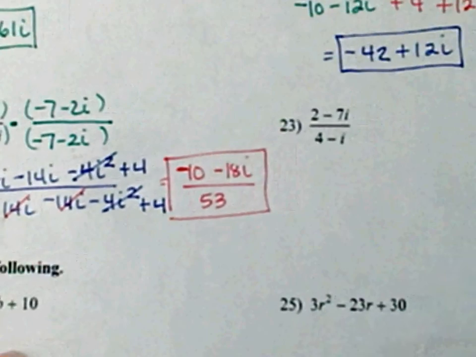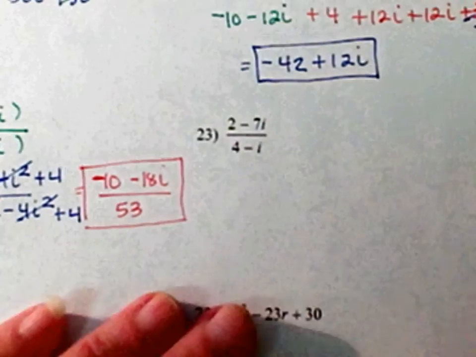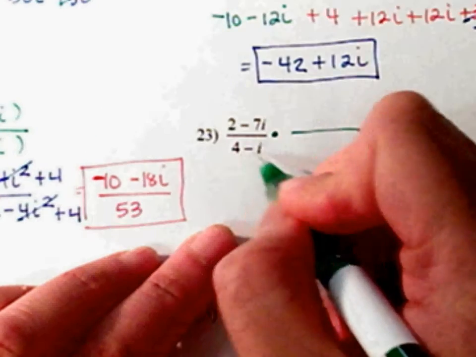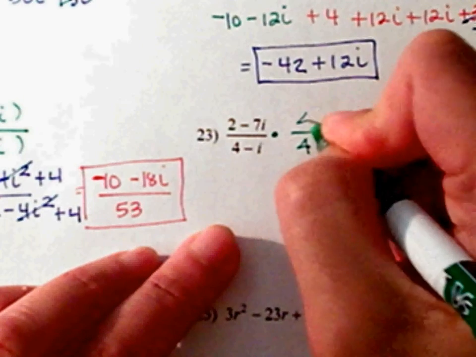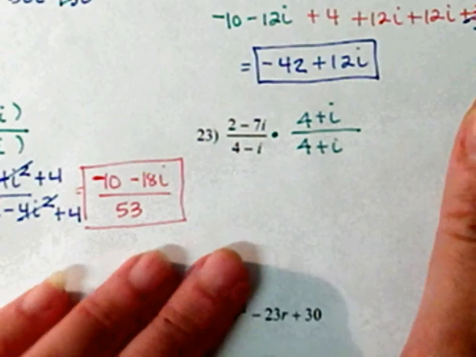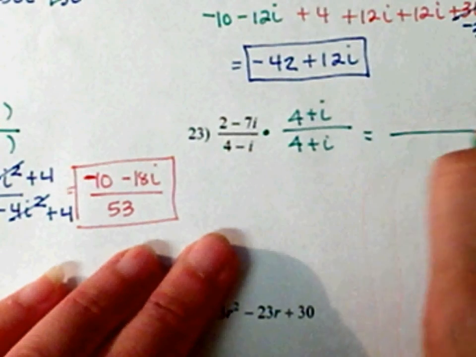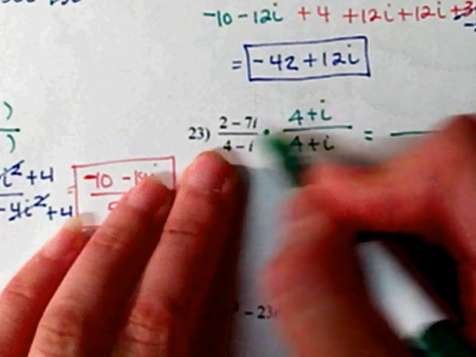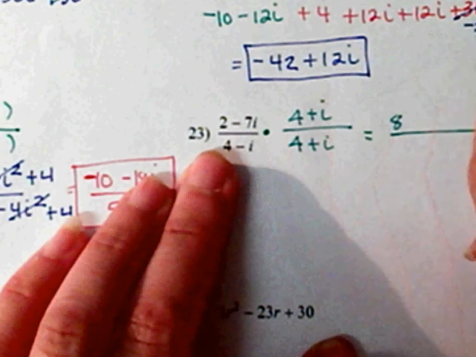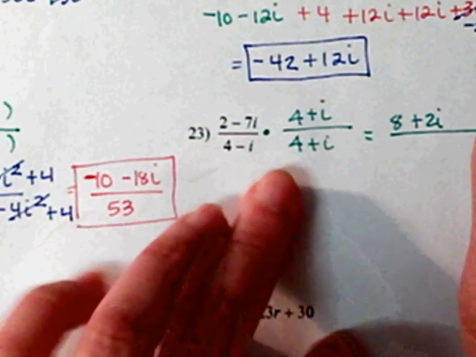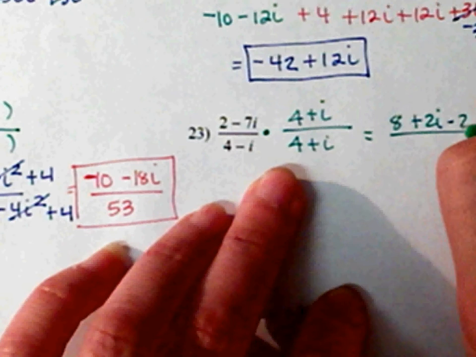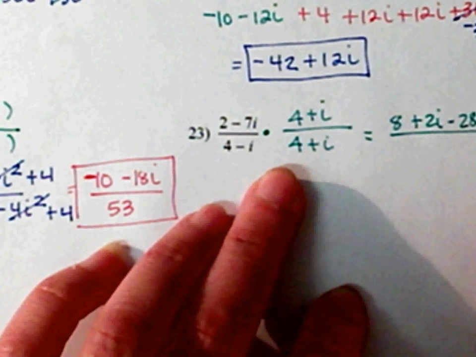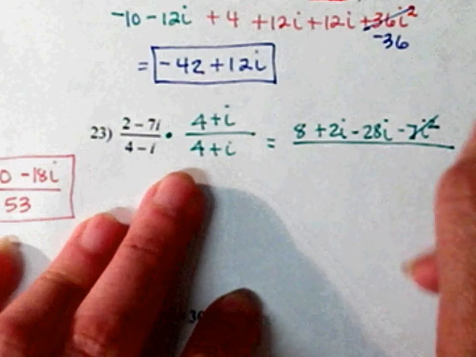Number 23. Got to get rid of that i in the denominator. Let's use the conjugate. Conjugate of 4 minus i is 4 plus i. Just like your previous problem, okay? Let's draw my line. Okay. So 2 times 4 is 8. 2 times i is positive 2i. Negative 7 times 4 is negative 28i. Negative 7i times i is negative 7i squared, which, by the way, I'm going to go ahead and make it a positive 7. Okay.